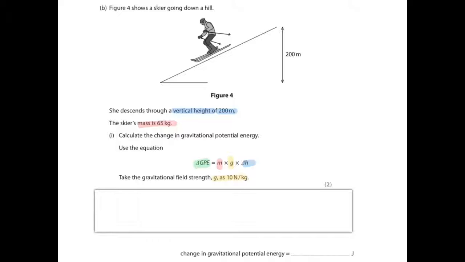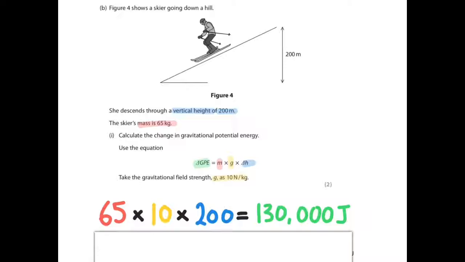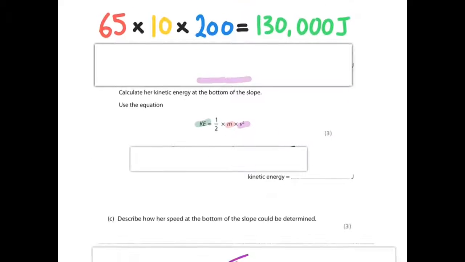So we have height here. We have mass here. And we know that gravitational field strength is 10. So we just multiply those values together, 10 times 65 times 200, and you get 130,000 joules. And that would give you the gravitational potential energy.